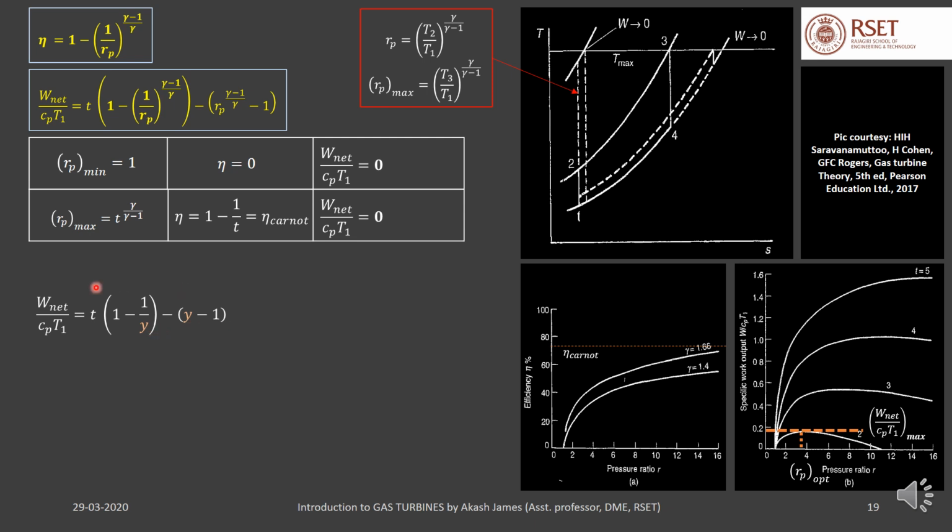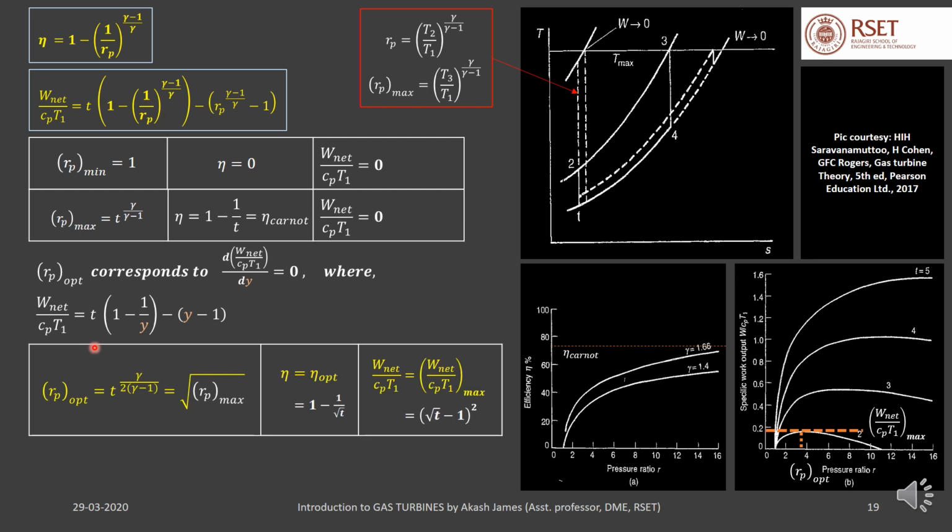Now if you differentiate this equation with respect to y, we will get an optimum value for y, from which we can find out the optimum pressure ratio where the specific work output maximizes. I urge you to try that, and the value that you will get is this. The optimum pressure ratio is going to be t raised to gamma by 2 gamma minus 1, that is the square root of the maximum pressure ratio. The optimum pressure ratio is the square root of the maximum pressure ratio for a simple Brayton cycle.